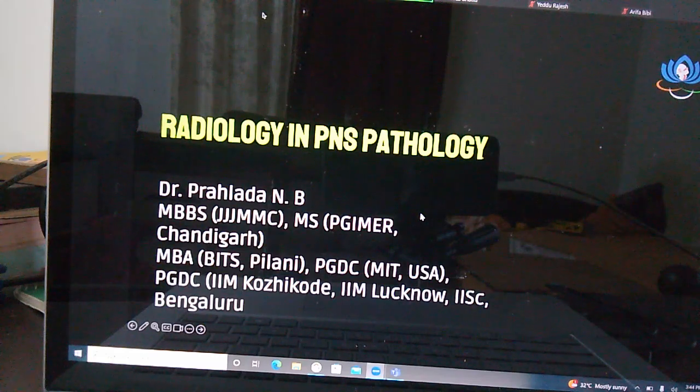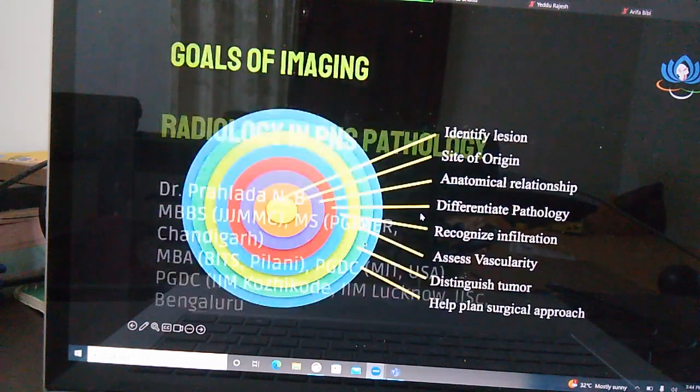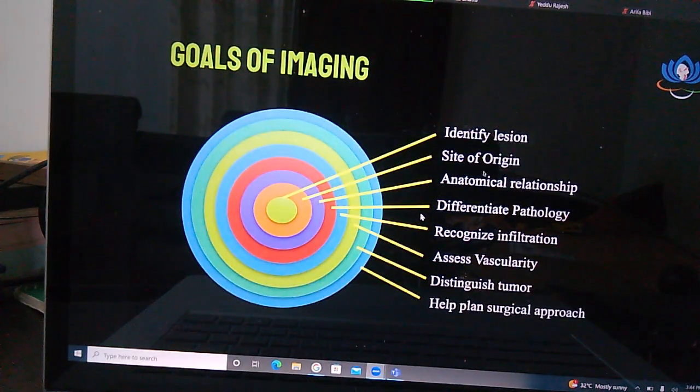Yes, let us continue with radiology in PNS pathology. Okay, very important. Next, I already told you about this. The goals of imaging. The first goal is to identify the lesion. Next, the site of origin. And what the anatomical relationship is to the surrounding structures, and to differentiate the pathology depending on the pattern of the radiological appearance. And recognize infiltration, assess vascularity, distinguish the tumor from other lesions, and also help plan the surgical approach. These are our goals of imaging.